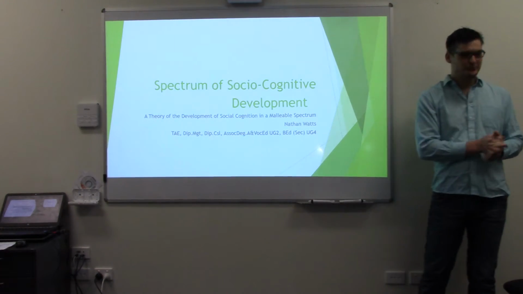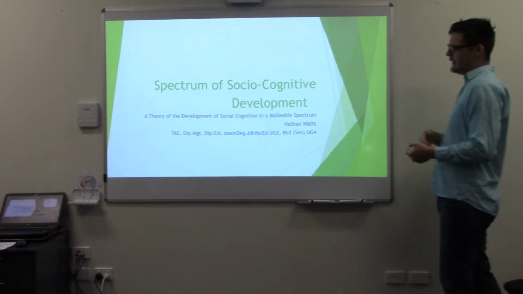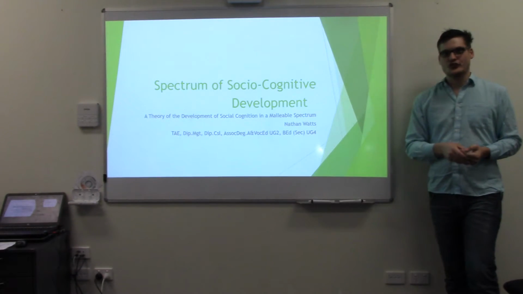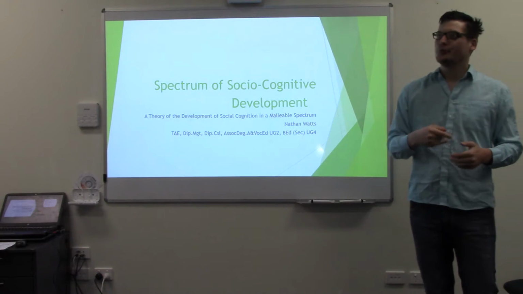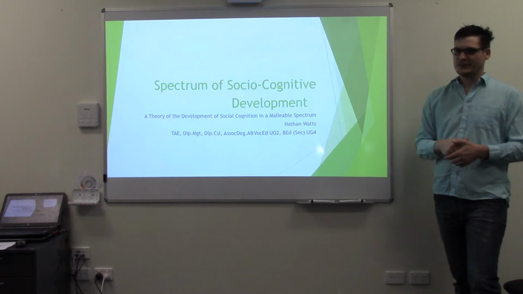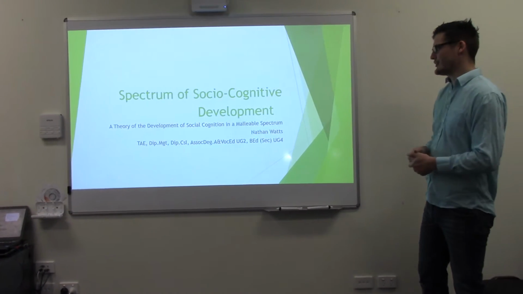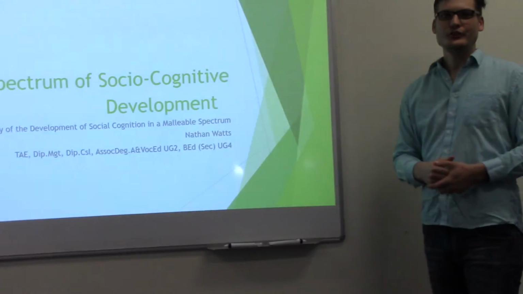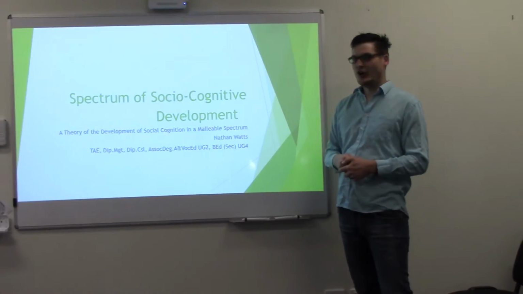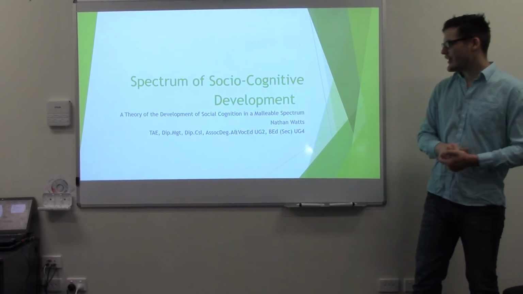All right. So just a bit of background here. This is a research piece that is in development at the moment. It's going through its final editing stages to be submitted for publication. So it is a theoretical spectrum of social cognition, which throughout this I'll explain the development of it and also how we can apply it to counselling.